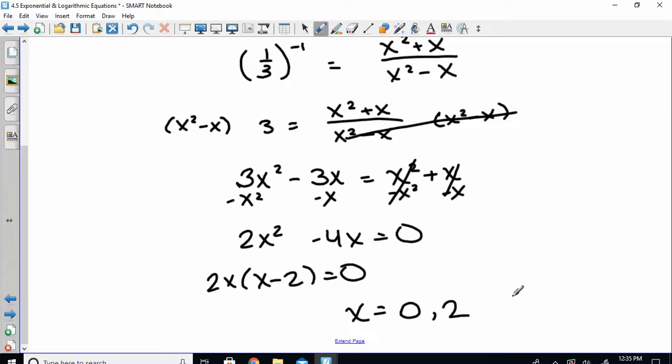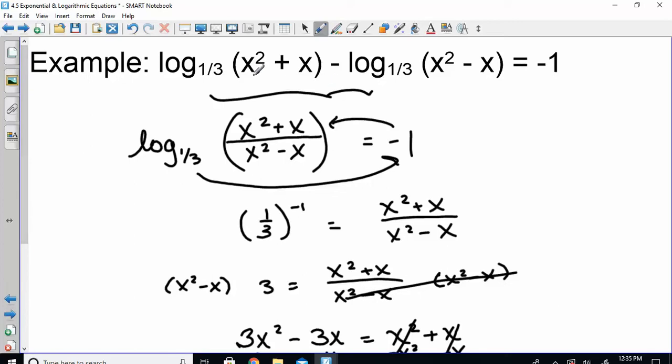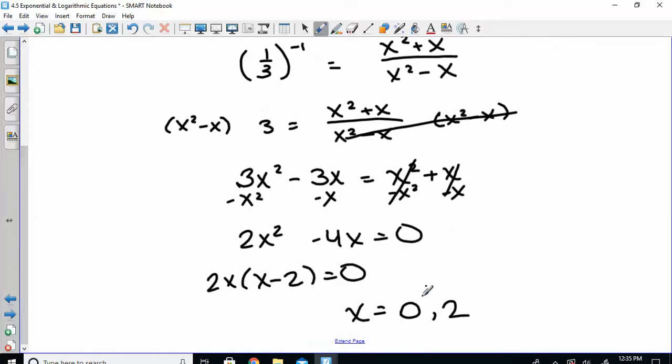Are both of those answers okay? The numbers themselves are positive, but we have to make sure when we plug them in, we're going to get positives. If I put in a 0, I get the log of 0. Can you do 1/3 to a power and get 0 for an answer? No, it has to be greater than 0. Whatever your argument is, it's always greater than 0. So that 0 does not work, but 2 does. So we only get one answer here.